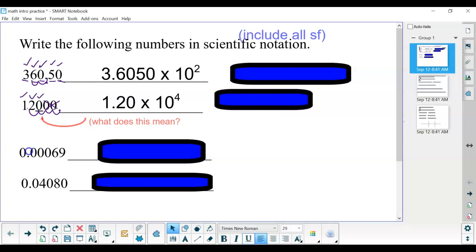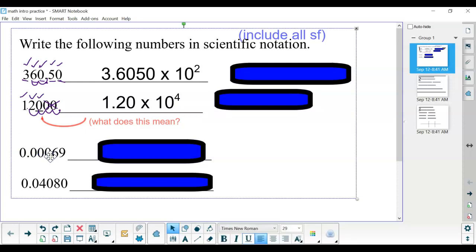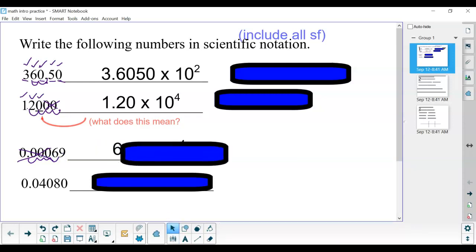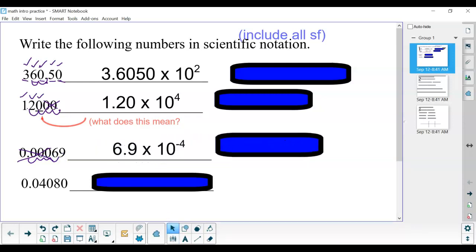Here, leading zeros are not significant. The decimal place goes 1, 2, 3, 4 places backwards. So we're going to have 6.9 times 10 to the minus 4.